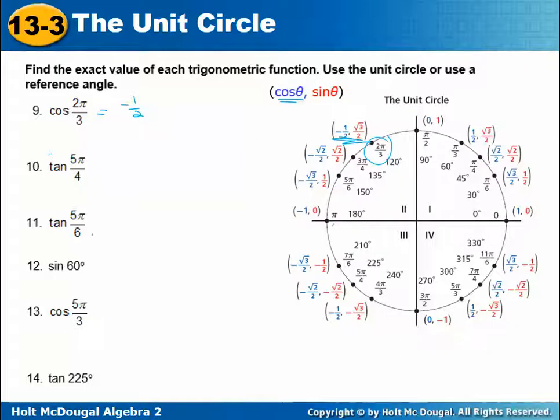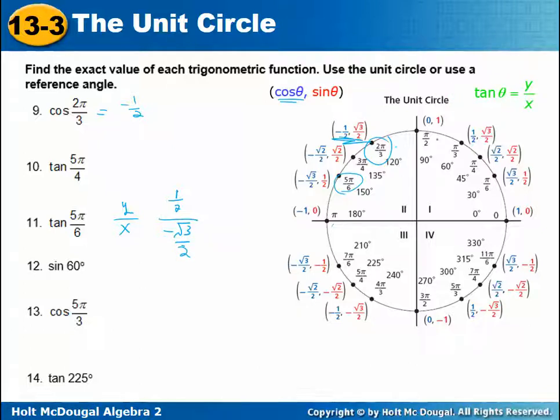Let's do number 11, 5 pi over 6. This is also in radians, so you just go around until you find 5 pi over 6. It's right here. This time we are looking for the tangent. Tangents are more work. To find the tangent, you have to do the y part of that coordinate over the x part. So the y part is 1/2. The x part is negative square root of 3 over 2.